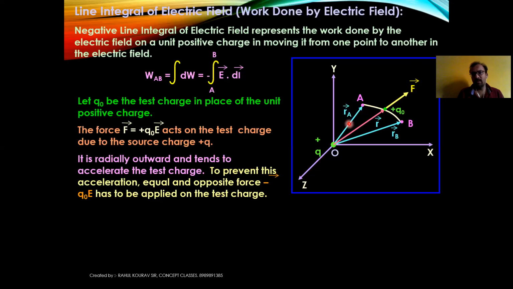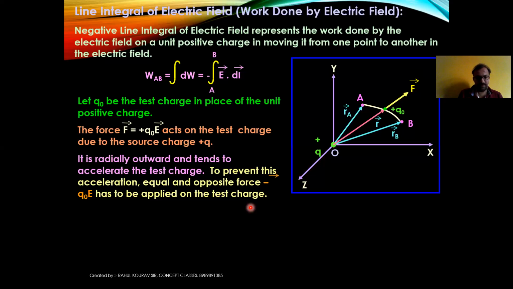If there is no electric field, you do not need to do any work. Because of the presence of the electric field, we do some work. The electric field is applying our regular electrostatic forces on this charge which you are moving from A to B. To prevent this acceleration, an equal and opposite force, Q naught E, has to be applied on the test charge.